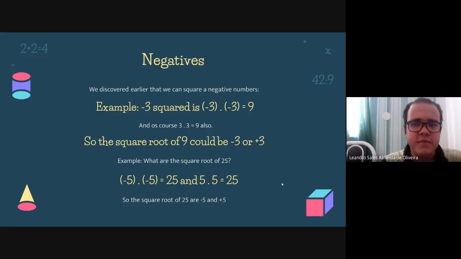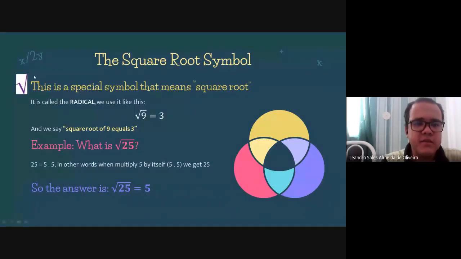The square root symbol. This is the symbol of square root. This special little check is a special symbol, and that means square root. It is also called the radical. We use it like this: square root of 9 equals 3.